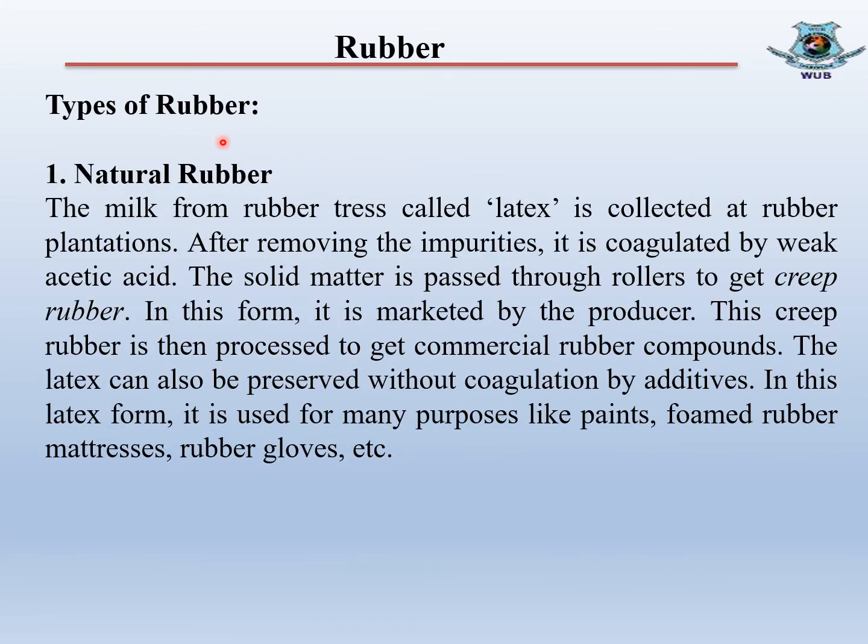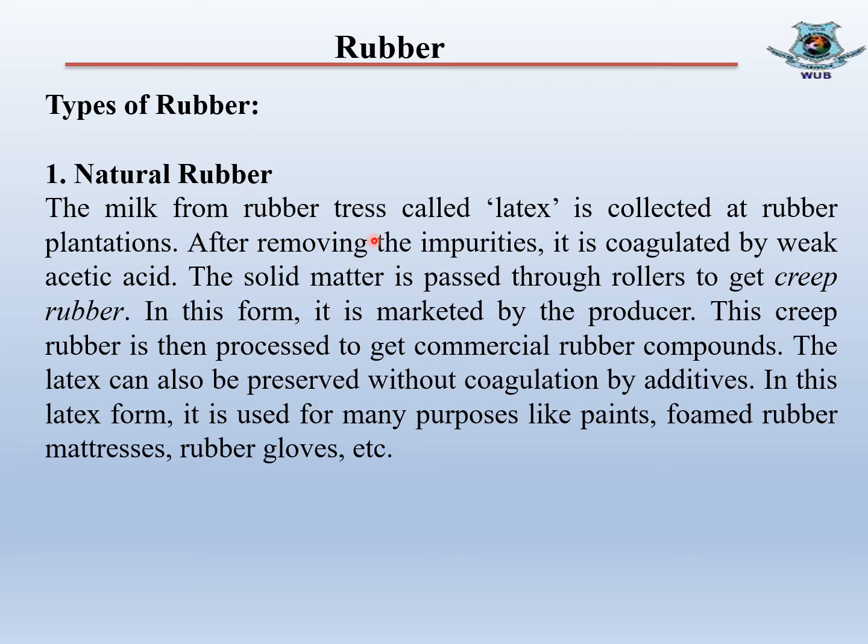Types of rubber. Rubber is of two types. The first one is natural rubber and the second one is artificial or synthetic rubber. First, we will discuss natural rubber. The chief source of natural rubber is the milky juice, which is known as latex and is obtained from the bark of rubber trees, which grow abundantly in Bangladesh, Ceylon, Malaya, Singapore, Burma, Mexico, and in North Africa.